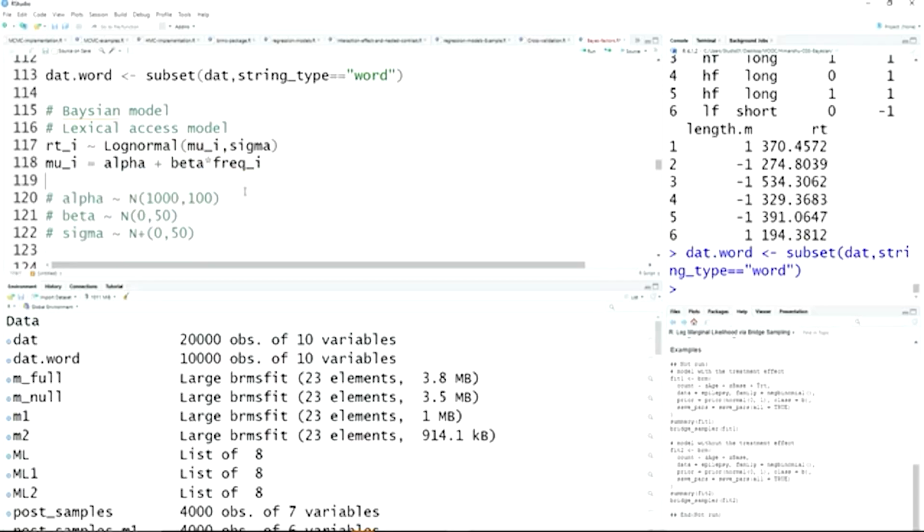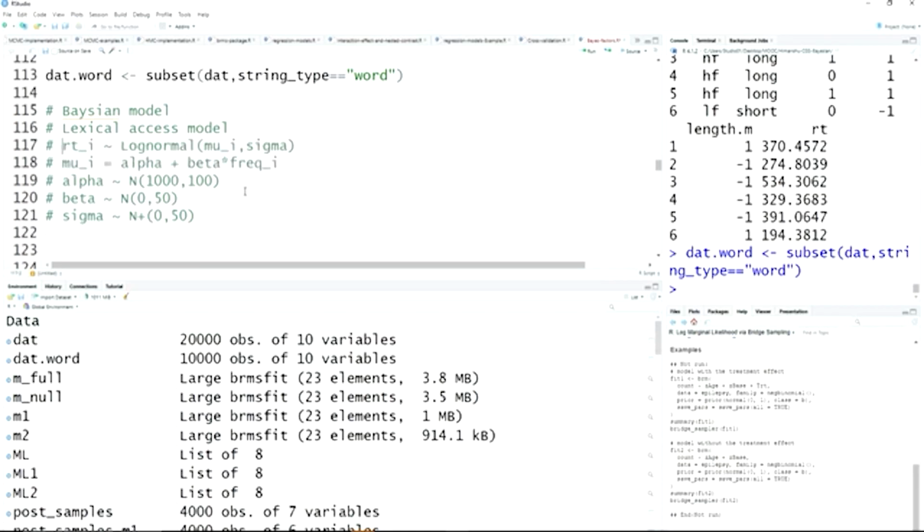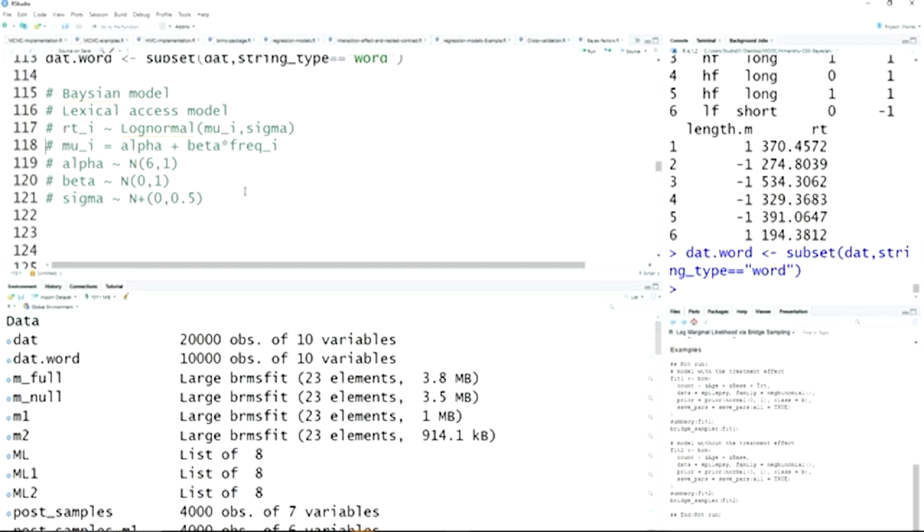And the priors will be then: prior on alpha, because we're using log normal distribution, let's say prior on alpha is 6, 1, and prior on beta is, let's say, 0, 1. Okay, and prior on sigma is, let's say, 0, 0.5. Okay, so this is the lexical access model.